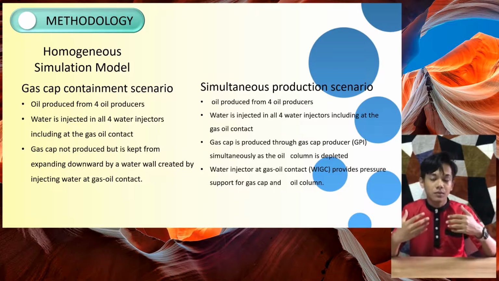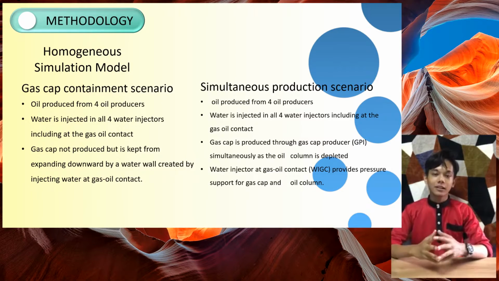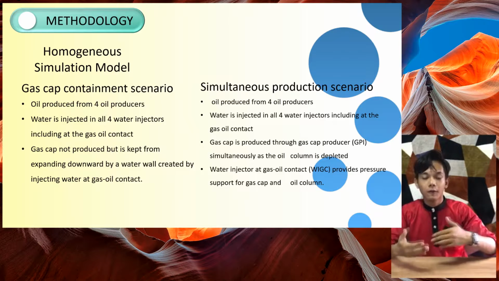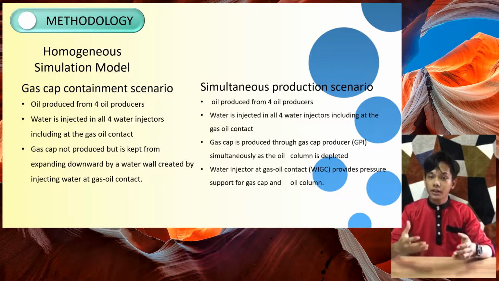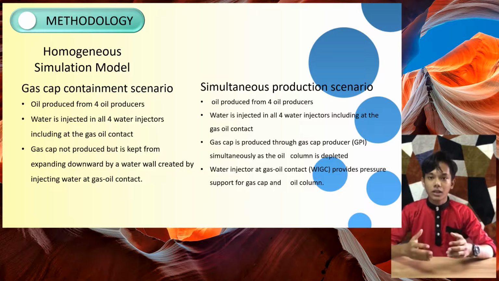But the gas cap is expanded downward as pressure support and also as fluid expansion. Lastly, in the simultaneous production scenario, water is also injected with 4 injectors, and the oil is produced with 4 producers. The significant difference here is that the gas cap is produced through the gas cap producer, GPI, simultaneously as the oil column is depleted, and the water injector at the gas oil contact provides pressure support for the gas cap and the oil column.